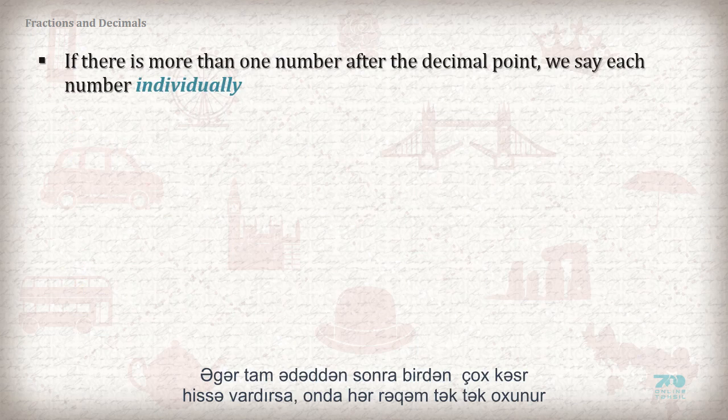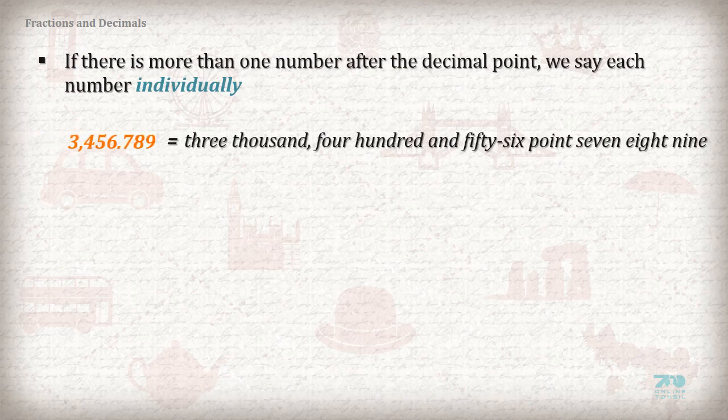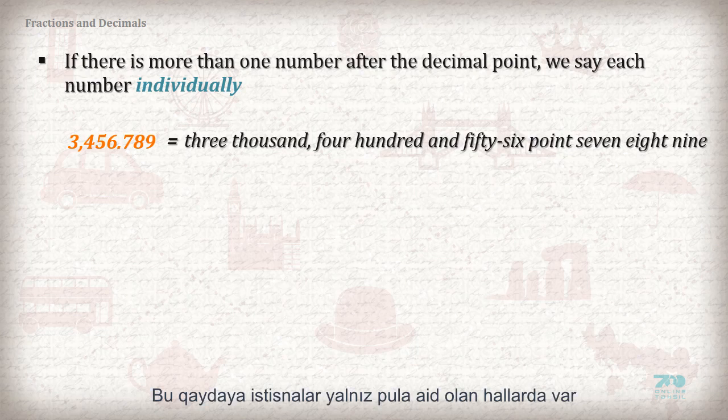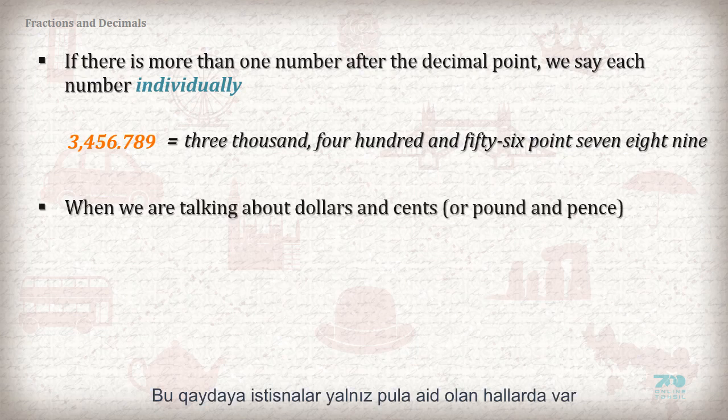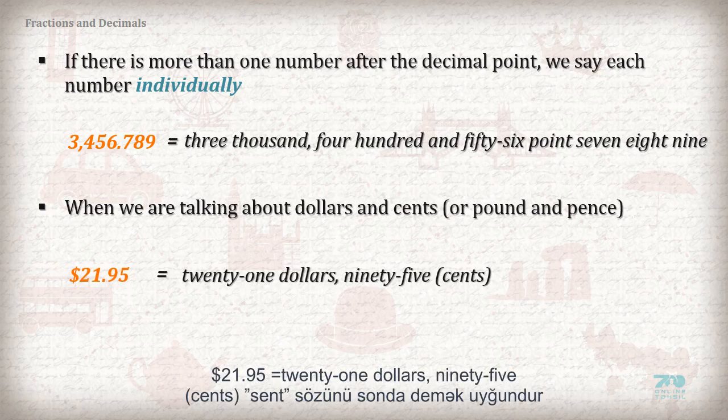If there is more than one number after a decimal point, we say each number individually. For example, 3456.789. The exception to this rule is when we are talking about dollars and cents or pounds and pence. For example, $21.95. Saying the word cents at the end is optional.